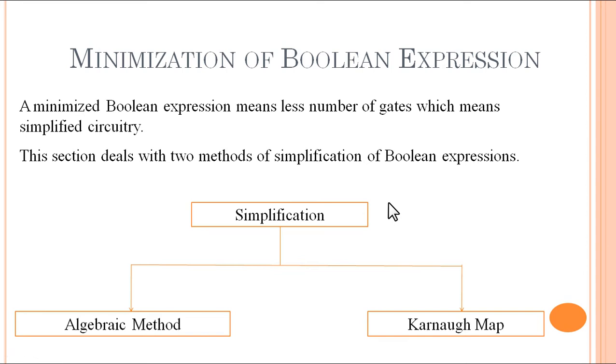The next subtopic is minimization, which will be asked for 2 marks in the algebraical method, and the next simplification method is the Karnaugh map, in short K-map, which is important for 5 marks. Now what do you mean by minimization? Minimization means fewer gates. What do you mean by gates? The gates that we have used for the basic operations, that is AND gate, OR gate and NOT gate, in the circuit diagrams that we have used.